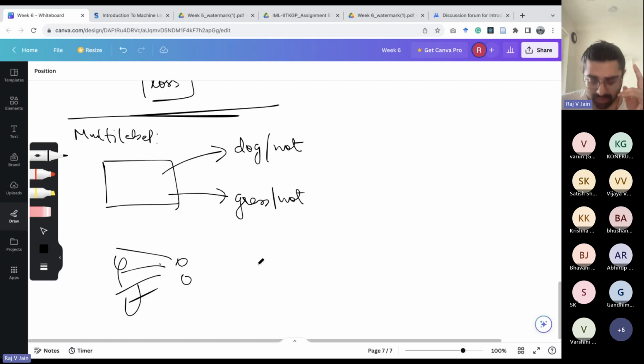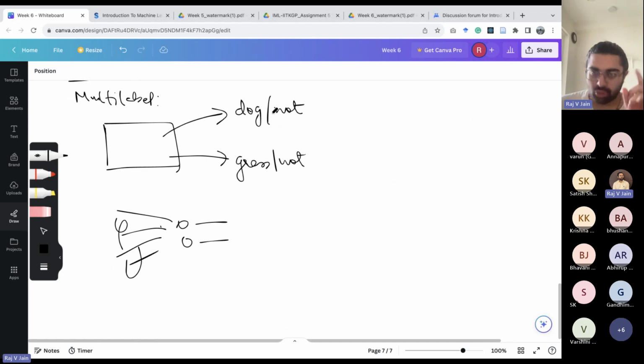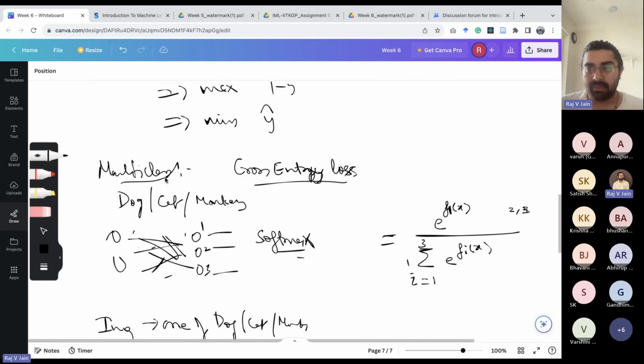Now, will you use softmax or individual sigmoids? It is individual sigmoids directly. Same problem that we thought about here. Let's say here we just want to know whether it belongs to dog or not, and whether it has grass or not in the image. But here the problem was a bit different.